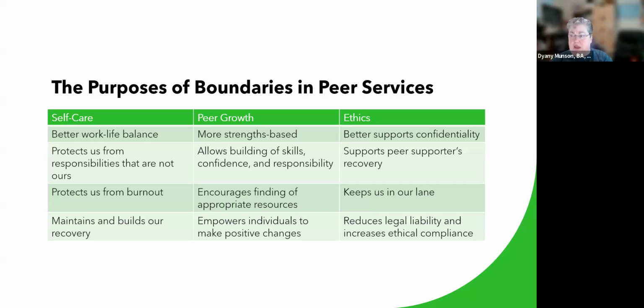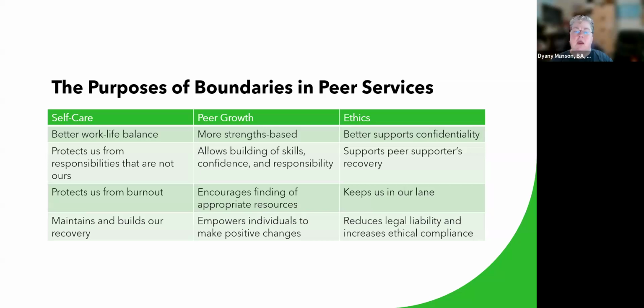Well, no, we're focusing on what they can do and we're setting good boundaries. It allows the peer to build their skills, confidence, and responsibility, which are all necessary to move forward in their recovery. It encourages finding of appropriate resources instead of relying on one person. It empowers individuals to make positive changes in their lives. And having that power is huge when it comes to moving into recovery. Just recognizing, oh, I can do stuff?